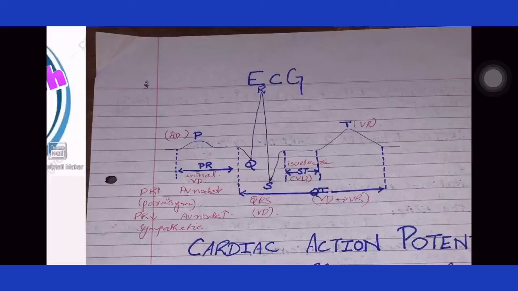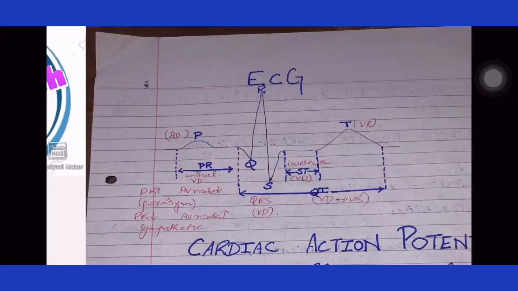Then next we have the ST segment. The ST segment is isoelectric. That can be your MCQ, it represents the period when the ventricles are depolarized. The T wave represents ventricular repolarization, and that is an MCQ in your past papers.